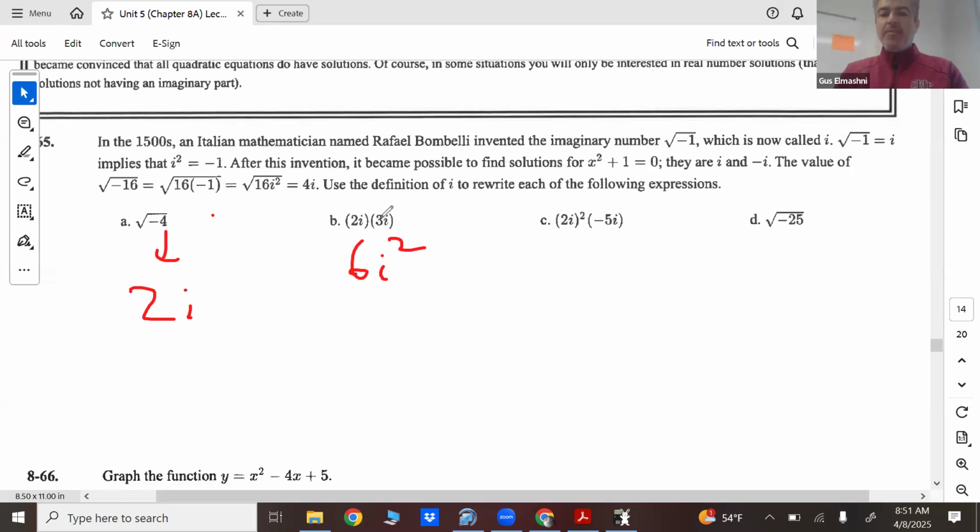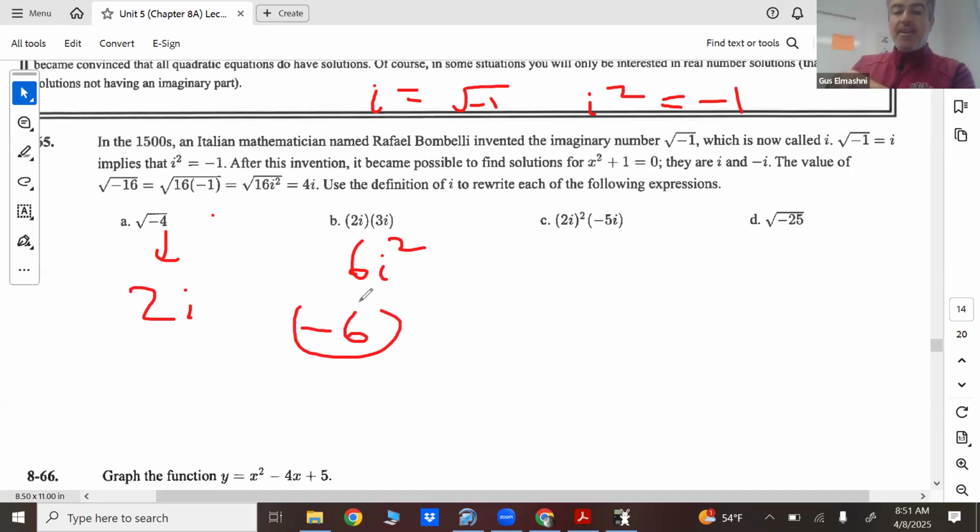Okay, so let's look at part B. So 6i squared. Now, if i equals root -1, then if I square both sides, the radical goes away, right? So i squared is -1. So when I do 2i times 3i, treat i, by the way, like a variable. Treat it like a letter. Exactly, good. -6. Because think about it. What if I had 2x times 3x? If I had 2x times 3x, that'd be 6x squared, right? It's the same kind of thing.